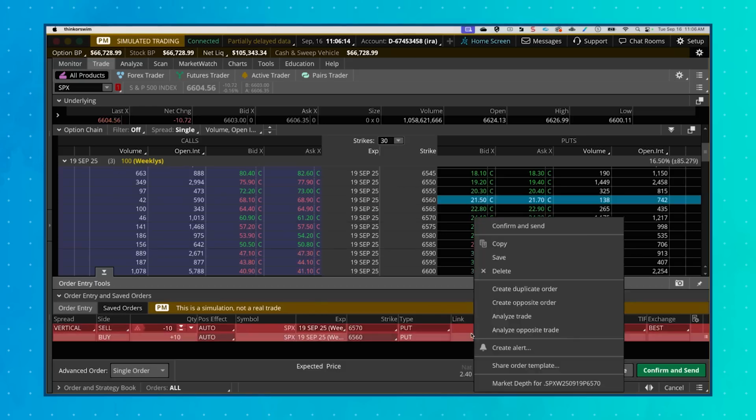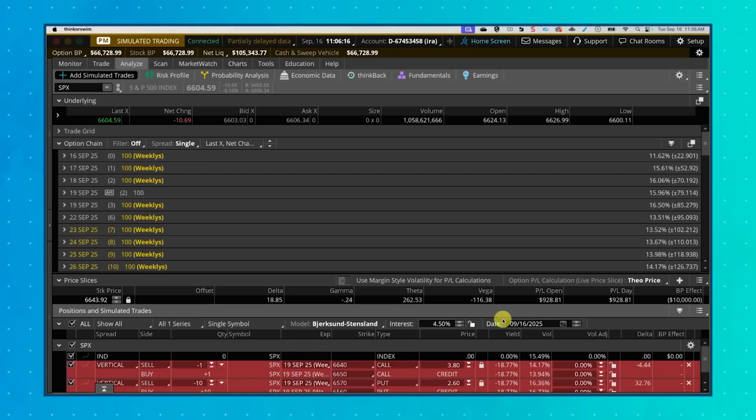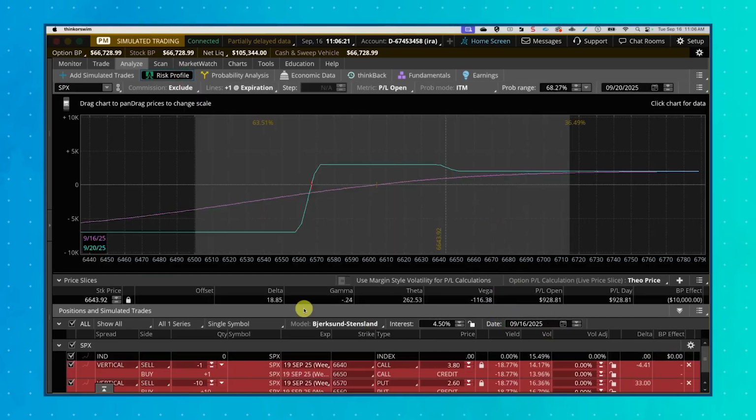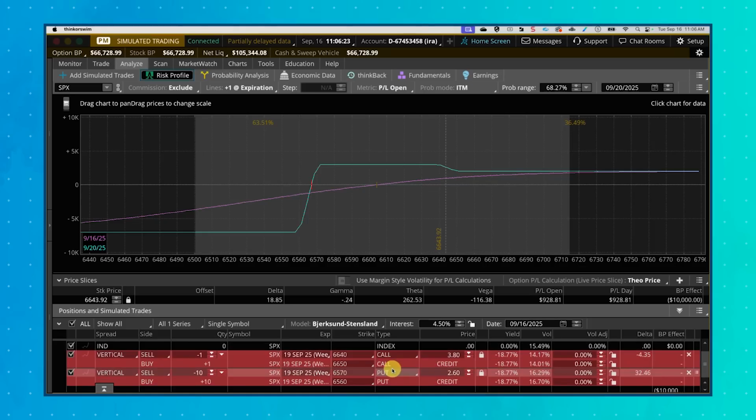Now I'm going to go ahead and right click on that again, choose Analyze Trade, and go back up to the risk profile. Now you notice this looks a little strange right now. That's because we have both of our options on here. Let's go ahead and uncheck the call vertical.